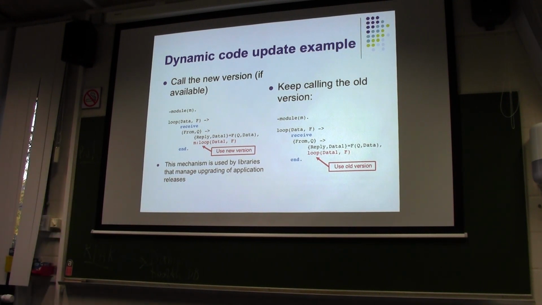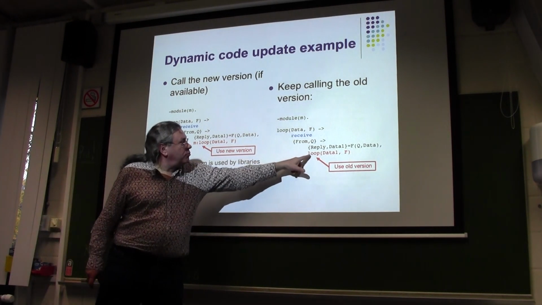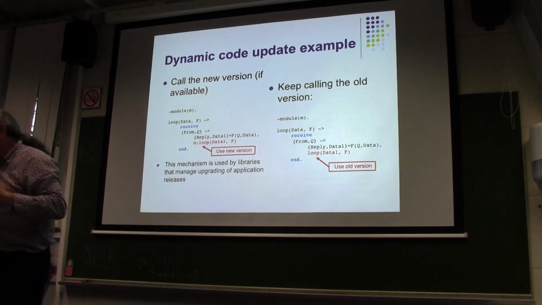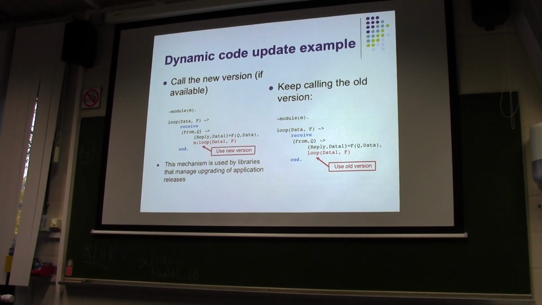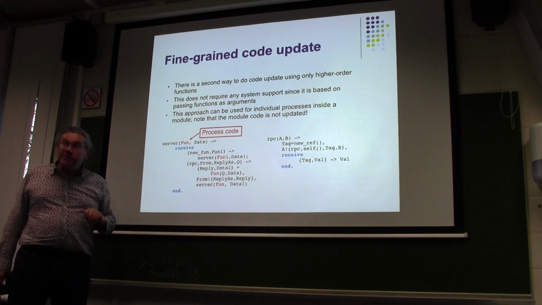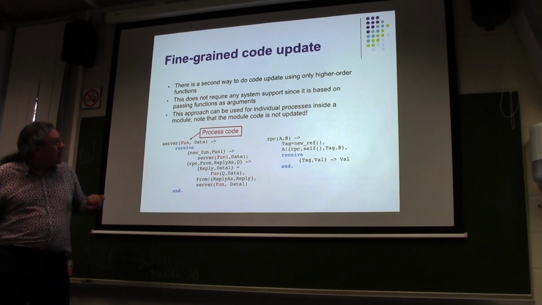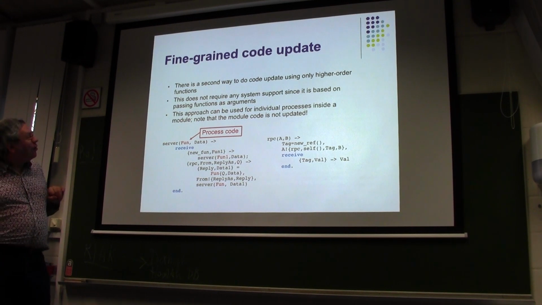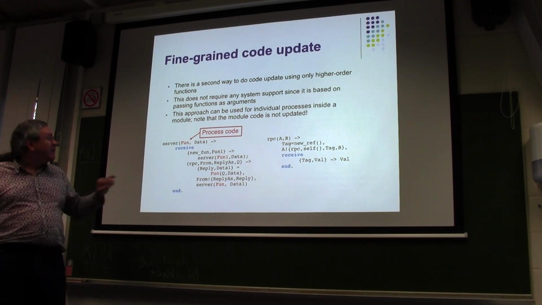Okay. So one more small thing. So this is a system support. So the virtual machine supports 2 versions of the code. But you can also do some update in a fine-grained way without system support. So I want to mention that too. Using only higher order, of course, you can also do update.